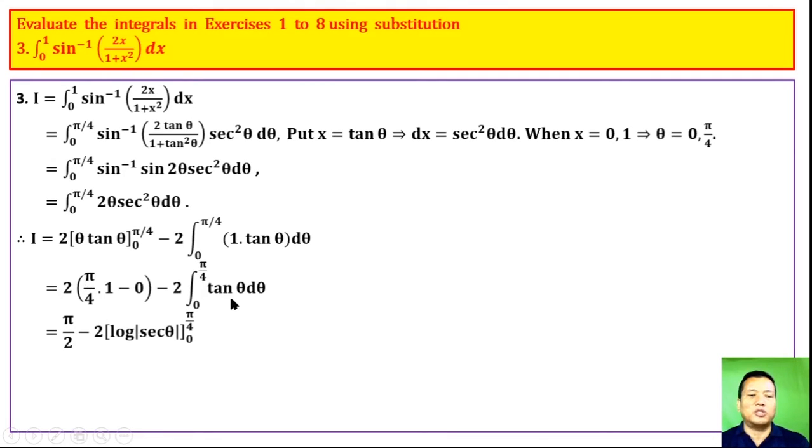The integral of tan theta is log of modulus of sec theta, bounded by square brackets, putting pi by 4 at the top and 0 at the bottom. Substituting, sec of pi by 4 gives log of root 2, and sec of 0 is 1, so log of 1 is 0. We get pi by 2 minus log 2, which is the value of the given definite integral.